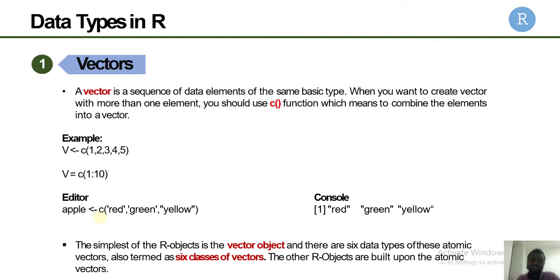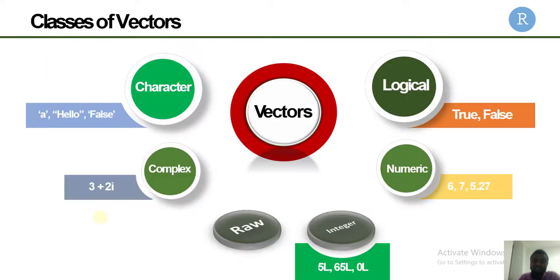So the simplest of the array objects is the vector object, and there are 6 data types of these atomic vectors, also termed as 6 classes of vectors. So vector in R is very, very important because the other array objects are built upon the atomic vectors. So most times the concept of vector is something that can never be underestimated. So that is why I decided to speak extensively on the theory behind vector, and also talk about the classes of vectors that we have.